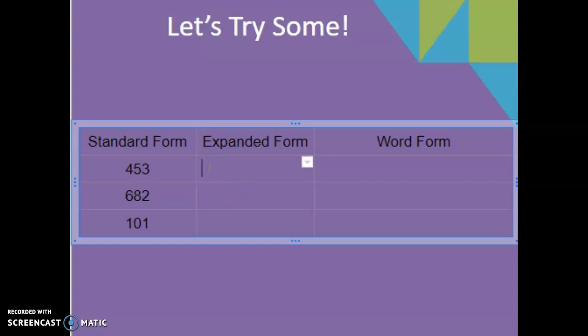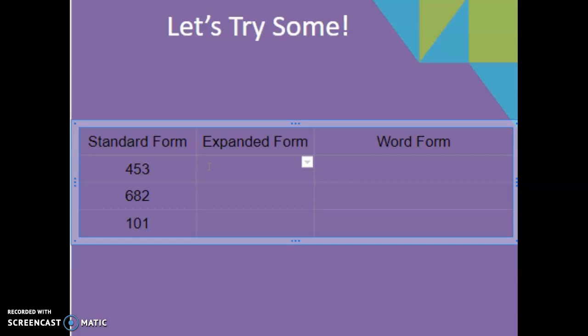And again, if you have a notebook, you may want to do some of these on your own and just send me a picture and say, hey, Miss Bates, take a look at this. I'd like to see if I did this correctly. But I'm going to take this standard form number and I'm going to write it as an expanded form number and then write it in word form.